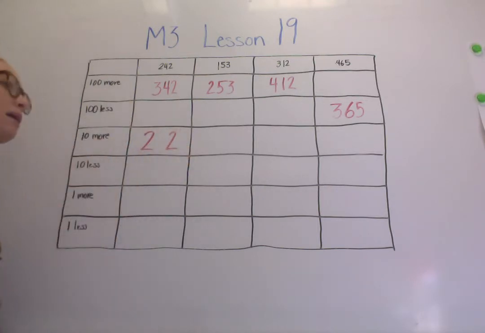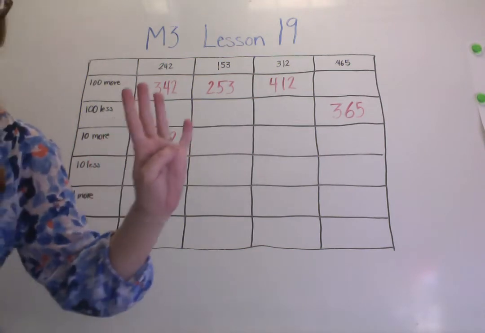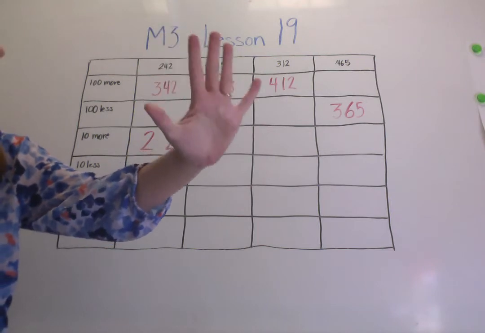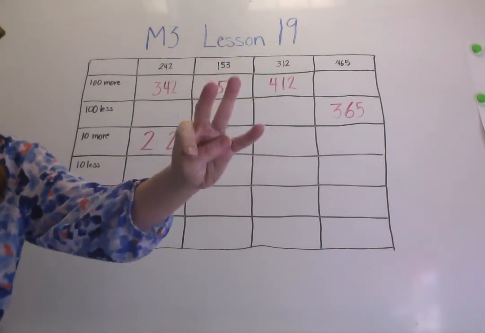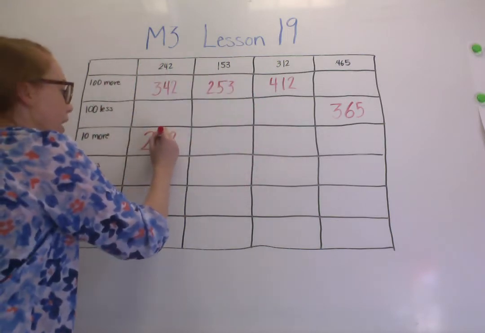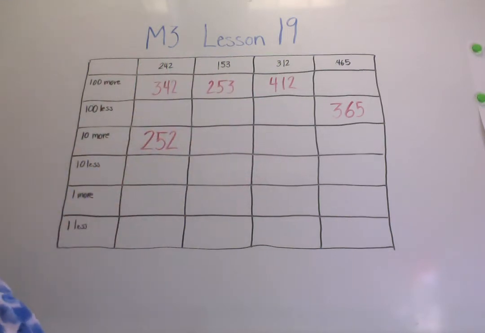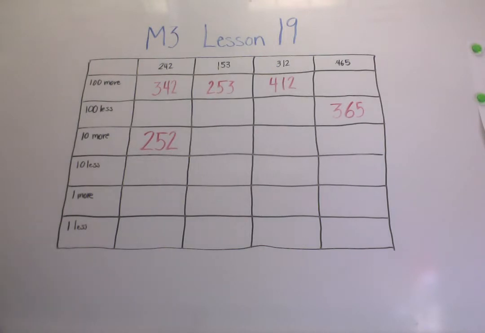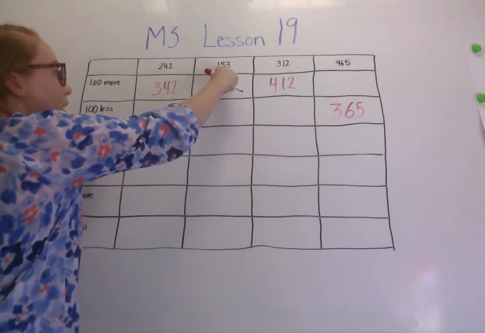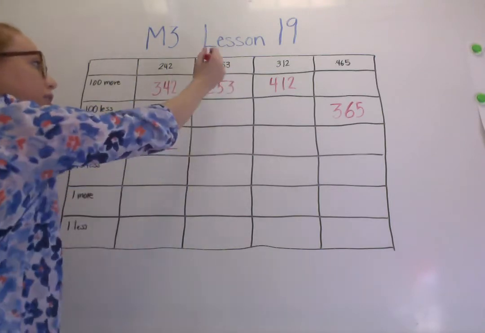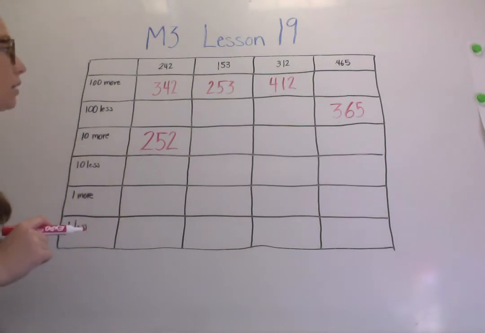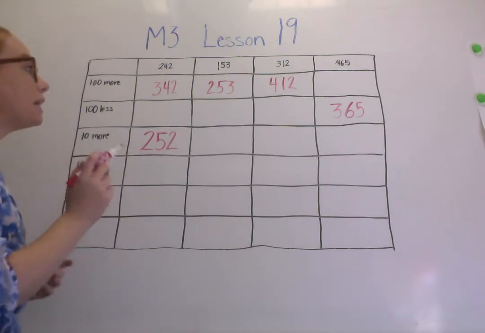I now have to think on my middle number. It says I have 4 tens, and I need 1 more 10. That's going to give me a 5 in the 10 spot, so I need to make sure I add that in. Next, it says I need 10 more with the number 153. Is my hundreds, tens, or ones being changed? Well, it says 10 more, so it's my tens place.